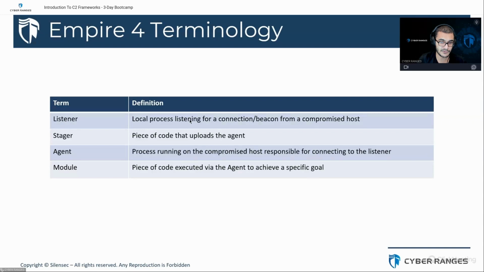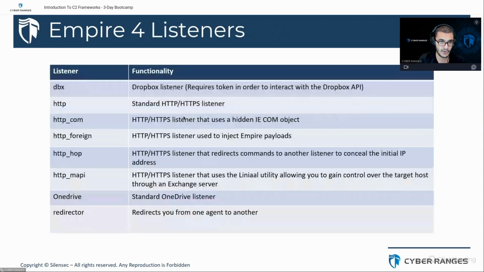The stager is a piece of code that uploads the agent, or gives you the agent, and I'll explain the distinction. The agent is the process running on the compromised host responsible for connecting to the listener, and the module in this case is a piece of code executed via the agent to achieve a specific goal.